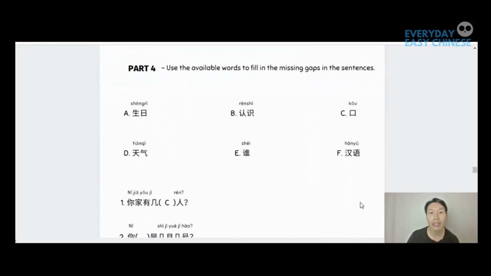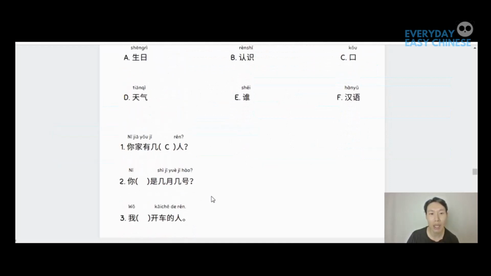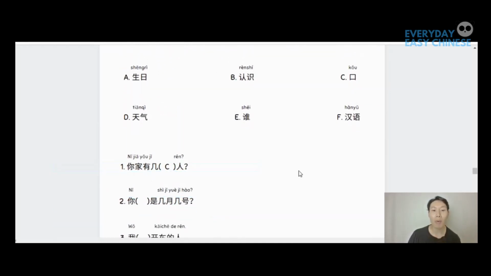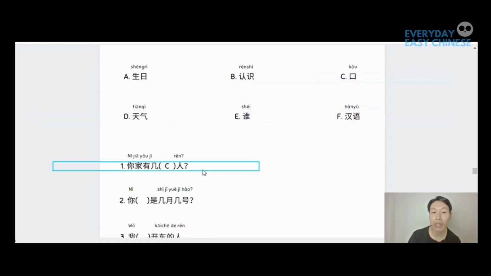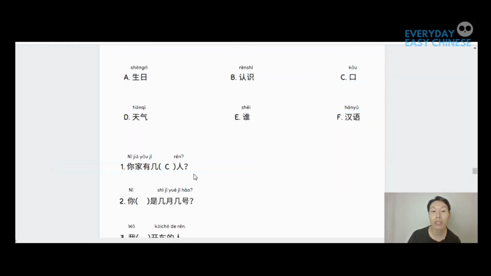Part 4 is a different type of exercise. Use the available words here, the 6 words here, to fill in the missing gaps in the sentence. So, okay, let's look at the example. Number 1, 你家有几人? So let's look at the available answers. So we have 生日 means birthday, B is 认识, C is 口, 天气, 谁 and 汉语. So obviously over here the answer is 口 which is C. 你家有几口人 means how many people are there in your family.